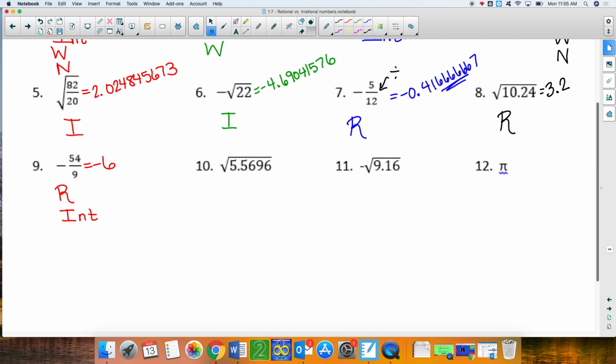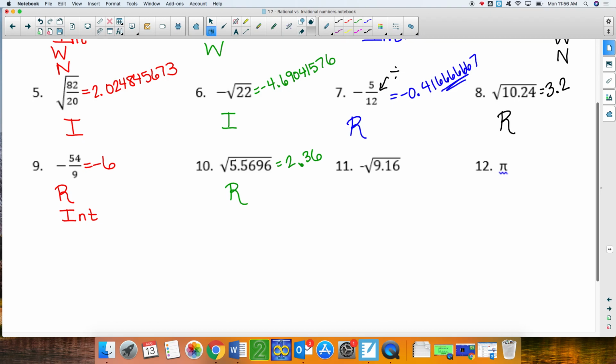Okay, next up, we're going to plug this in on our calculator. So we're plugging in the square root of 5.5696, and we're going to get out 2.36. And that's a decimal that ends, so that would be an example of a rational number. Again, it's a decimal, so since it's a decimal, it does not fall into the category of integers, because integers cannot be decimals or fractions.